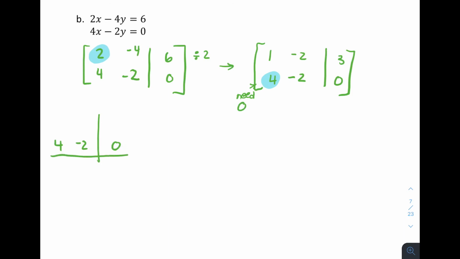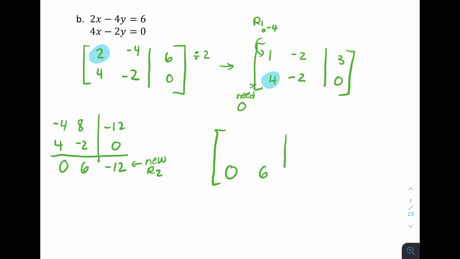So I'm just rewriting off to the side here my coefficients. If I multiply my top row by -4, I'll have -4, 8, and -12, and then I can add those together, and my value of 4x is eliminated, and now it is a 0x, which is what I wanted. So that's my new second row. Write it back. I didn't change my top row, I just off to the side used a new version of it to get my new second row.